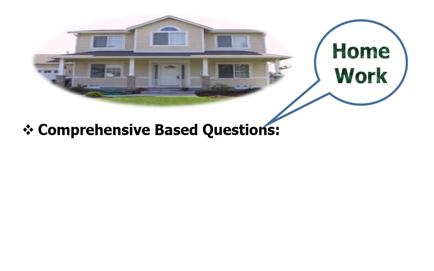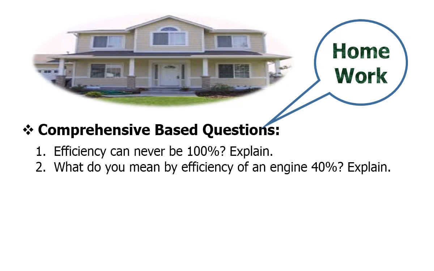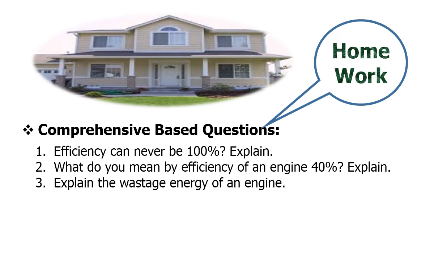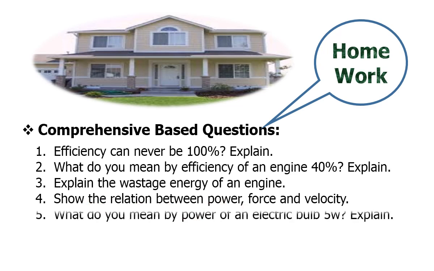Your today's homework, comprehensive-based questions. The first question is, efficiency can never be 100%. Second question, what do you mean by efficiency of an engine 40%? Third question, explain the wastage energy of an engine. Question 4, show the relation between power, force and velocity. And question 5, what do you mean by power of an electric bulb 5 watt?